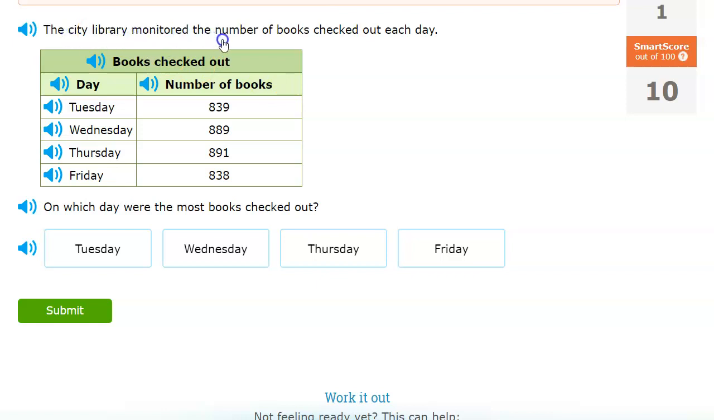City Library monitored the number of books checked out each day. So here's the day. Here's how many books were checked out. On which day were the most books checked out? So let's compare our numbers and find the most, or the biggest. Starting in the hundreds space, it's 800 for all of them. Moving to the tens space, we have 30, 90, 80, 30. So the most is 90. Look over, and the answer is Thursday.